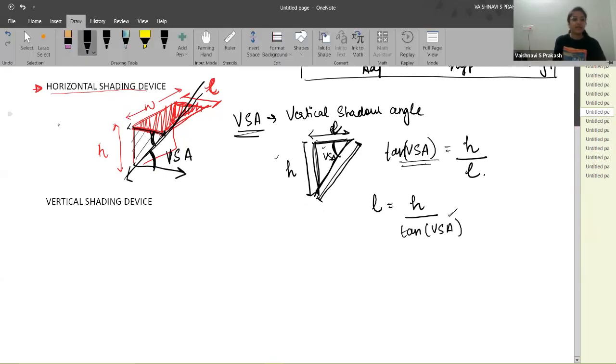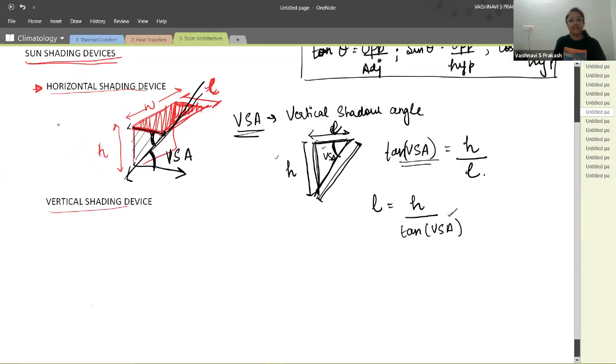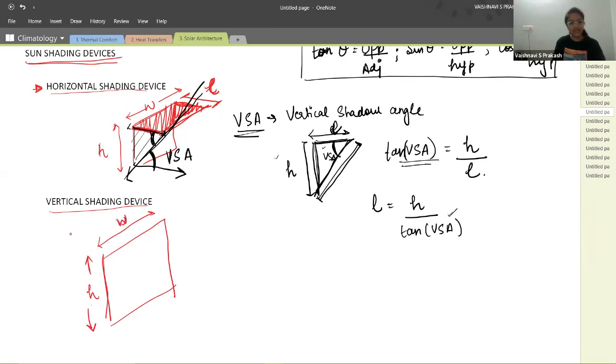Similarly, if we have to calculate a vertical shading device, what is a vertical shading device? I have a window again that is W in width and H in height. My vertical shading device will be like the fin that blocks light from the opposite side on the vertical sides.